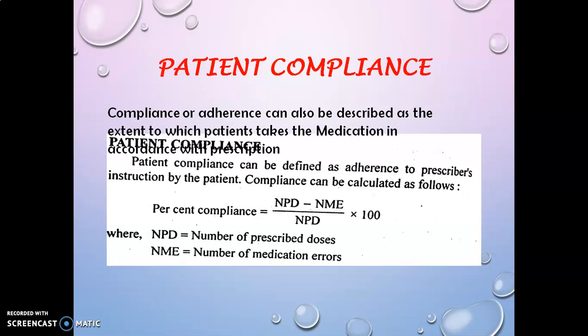So first, we are going to deal with patient compliance. Compliance or adherence can be described as the extent to which the patient takes the medication in accordance with the prescription. Patient compliance can be defined as adherence to the prescriber's instructions by the patient. Compliance can be calculated as percent compliance, (NPD minus NME) upon NPD into 100, where NPD is the number of prescribed doses and NME is the number of medication errors.